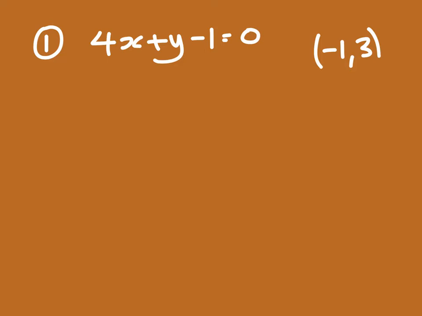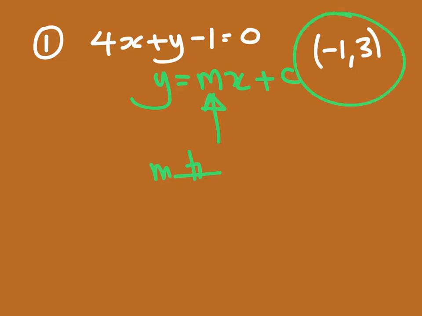First question, find the equation of the line passing through the point -1, 3, perpendicular to that line. So the first thing we need to do is write this first equation in the form y equals mx plus c. That is going to tell us what our gradient is. Then we're going to get our perpendicular gradient using the point -1, 3 in the equation y minus b. Okay, so a nice wee gentle start for these guys.